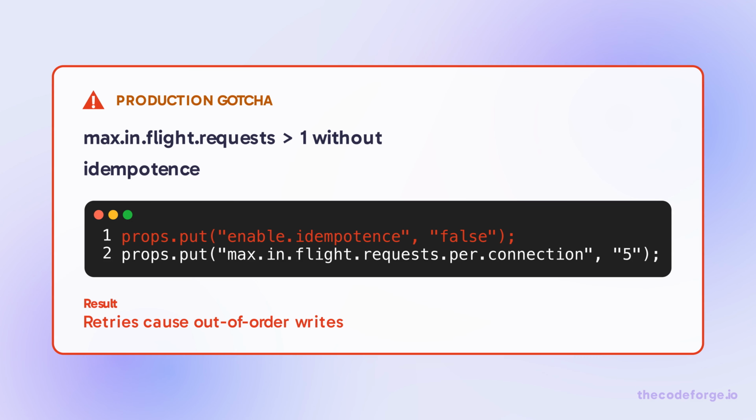If you set max.in.flight.requests.per.connection to 1 without idempotence, retries can cause out-of-order writes. Always enable idempotence to maintain ordering.